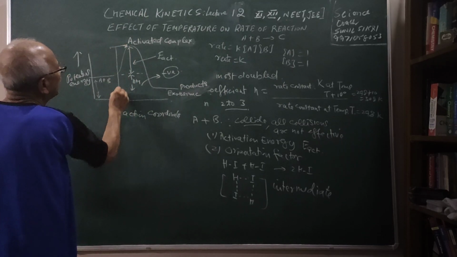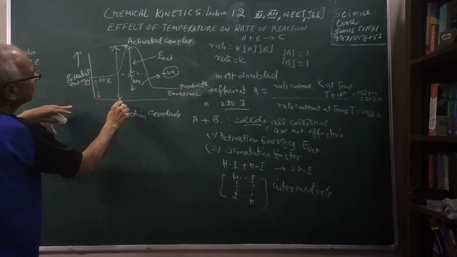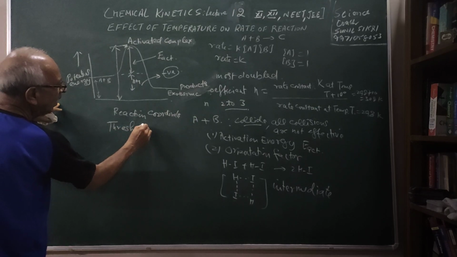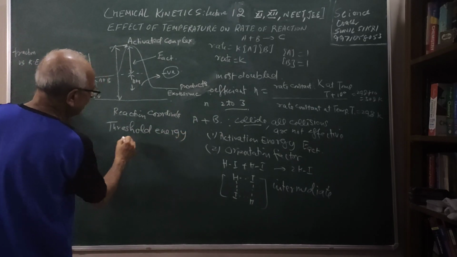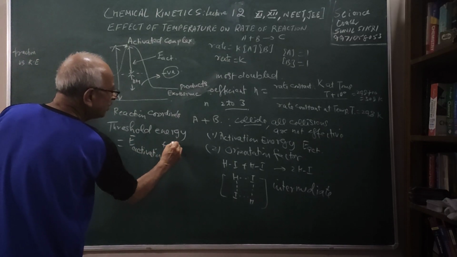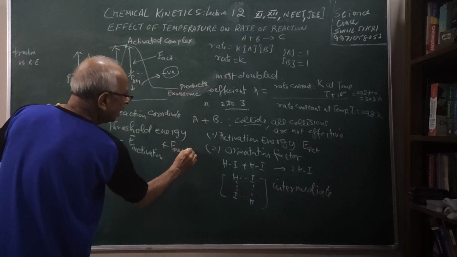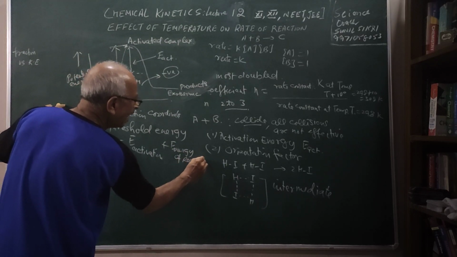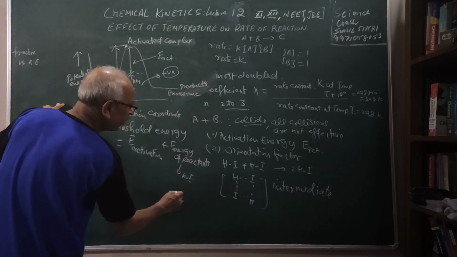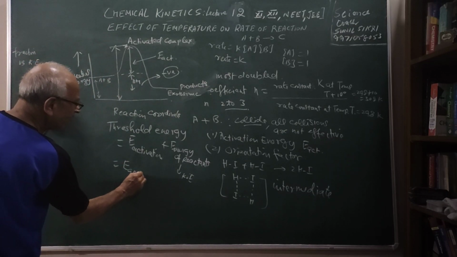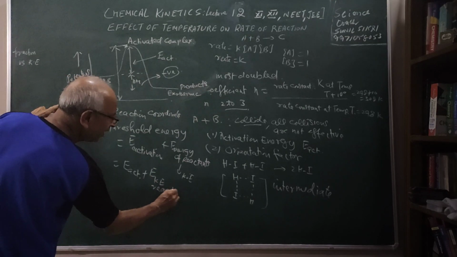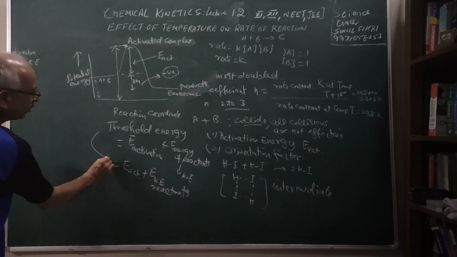And what is this, students? This is this energy, total energy from this point to this point. This is called threshold energy. Threshold energy is nothing but energy of activation plus the energy of the reactants at the time of start of the reaction. This is usually the kinetic energy of the reactants. So E activation plus the kinetic energy of reactants is my threshold energy. This is called the threshold energy.